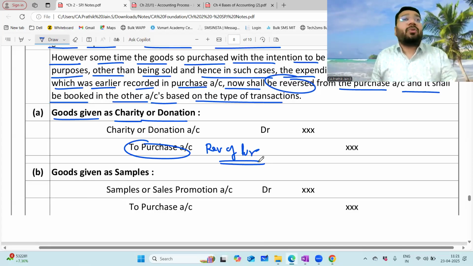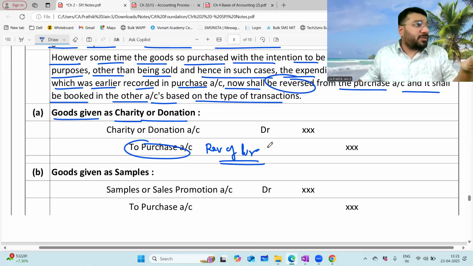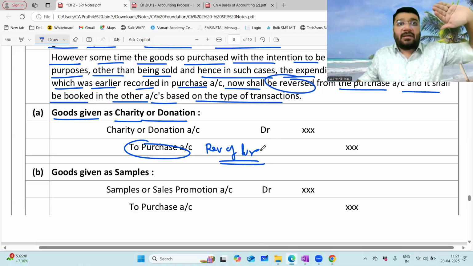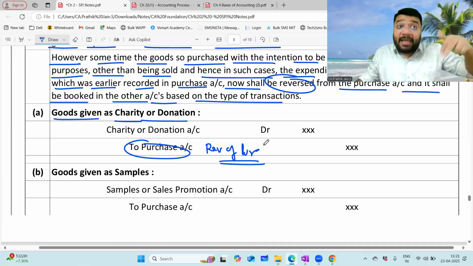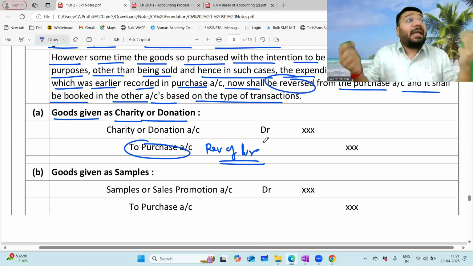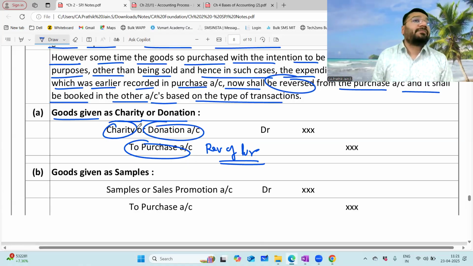This document printout you'll get, don't worry. Okay. And since you're reversing the expense, in place of that, somewhere I have to book the expense. No, boss. Earlier you had booked the expense in debit purchase. Now you're removing the purchase from debit and putting in credit. So in place of that, some other debit should come. No, boss. That debit will come where? Either in charity account or donation account.